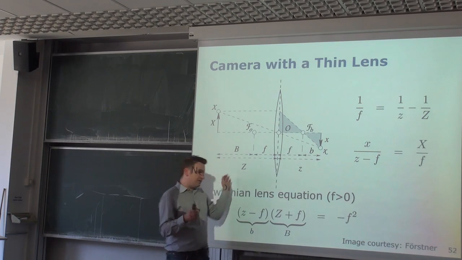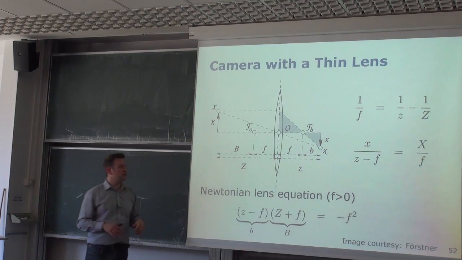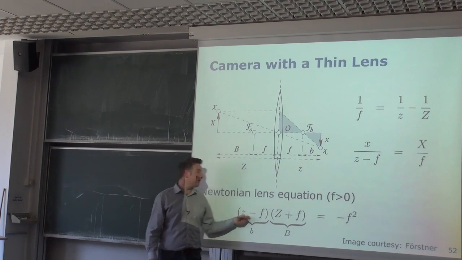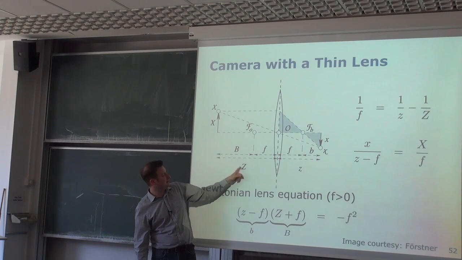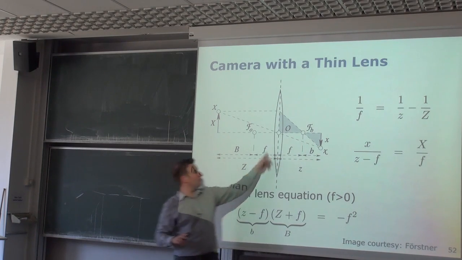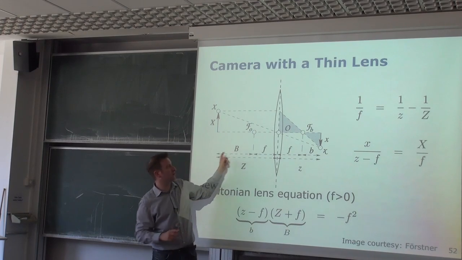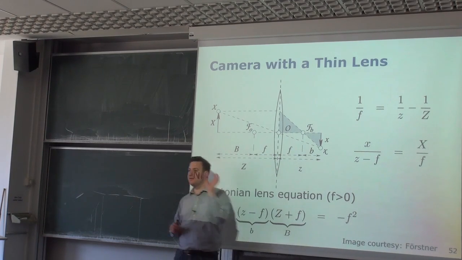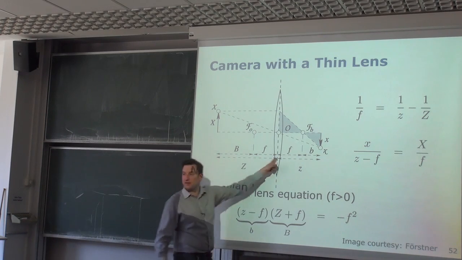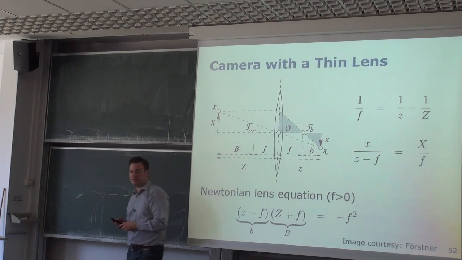And then you can actually equivalently formulate the Newtonian lens equation, which relates the focal lengths and the points z. So depending on how far your film is away from your lens and the object is away gives you your focal point. And if you change the focus of your camera, what you're basically doing is changing that, and this way generate a sharp image.